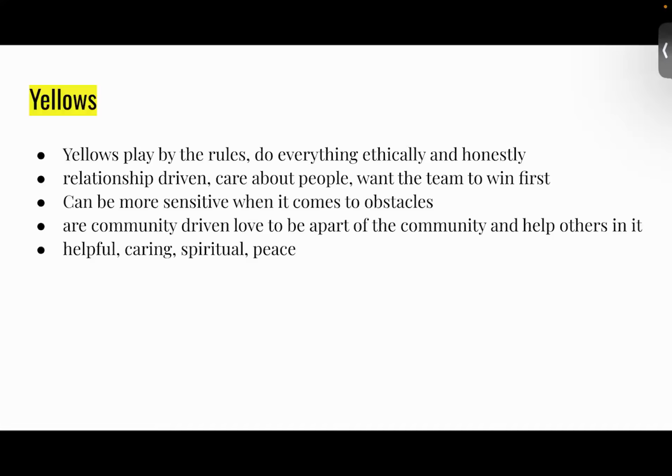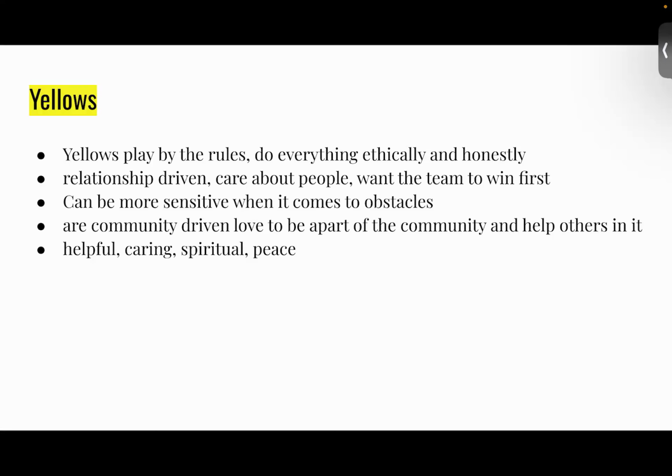So yellows can be sensitive, but if you are yellow, you don't want to be too sensitive to a point where it bothers you when people don't join your business. That's not going to help you build a business even more.